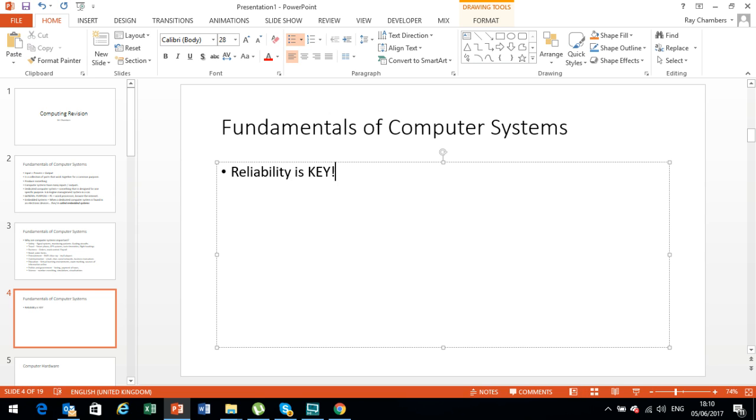Now, one thing that's important for you to remember is that reliability is key. You may, in your exam, get given a scenario where you've had to talk about how unreliable the computer system has been, and you'll need to unpick and look at a scenario, and you'll need to think about why it's important. Well, computer systems particularly need to be reliable where health's involved.